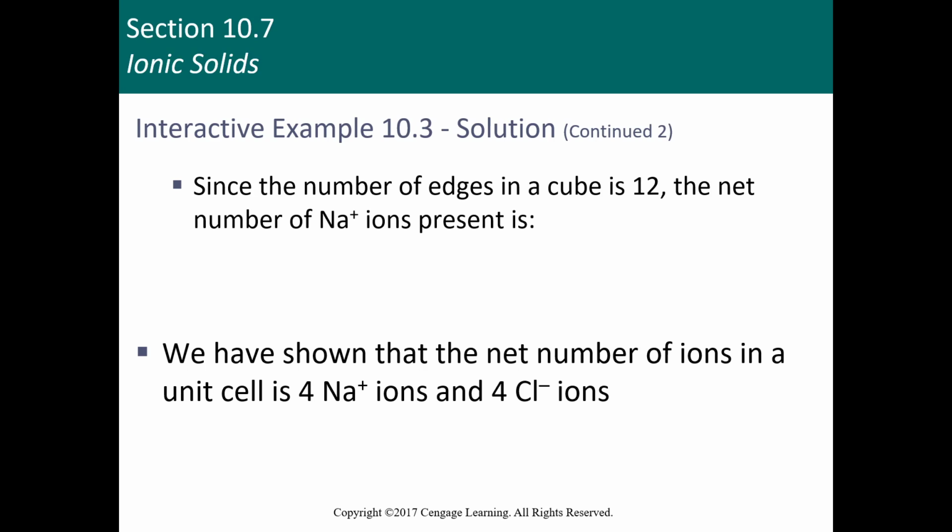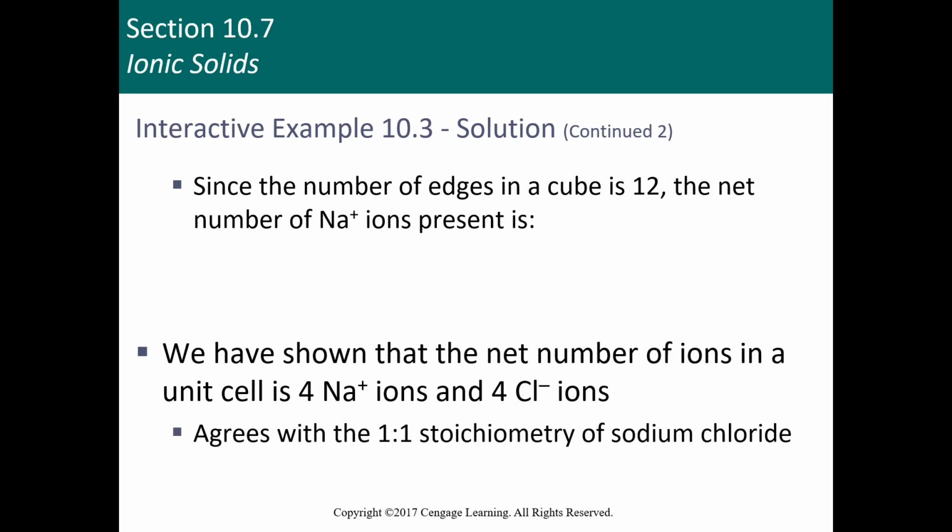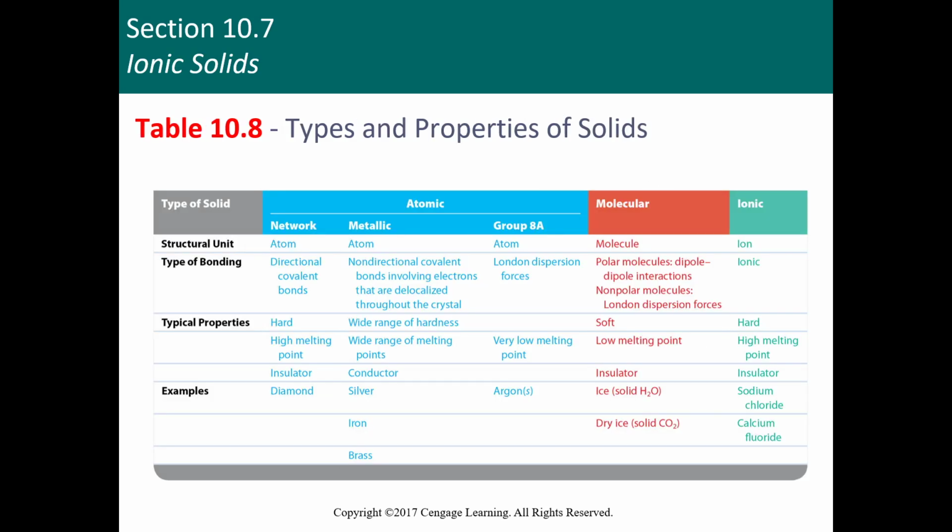And so we have shown therefore that we have 4 sodium ions and 4 chlorine ions per unit cell, which hopefully is not a surprise to anybody because sodium chloride, NaCl, you should have one of each. You should have a 1-to-1 ratio. Okay? So that's good. That matches up with your sodium chloride stoichiometry. There's the math, by the way. Apparently, I got that in the wrong order.